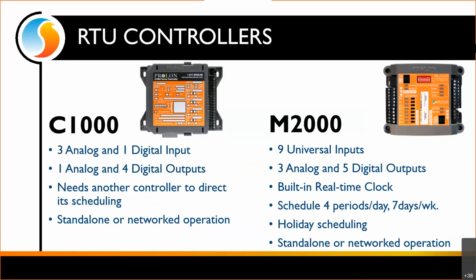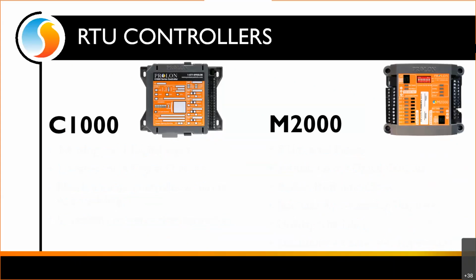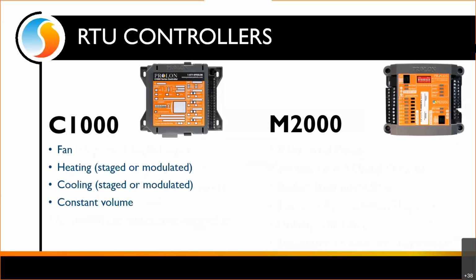So what are some of these sequences which each one is able to control? Well, with the C1000, it can basically act like a basic thermostat. So we can control the fan, we can control the heating, whether it's multiple stages or if it's modulated. We can control the cooling if it's staged or if it's modulated. And the thing with the C1000 is that it is unable to control any kind of static pressure.